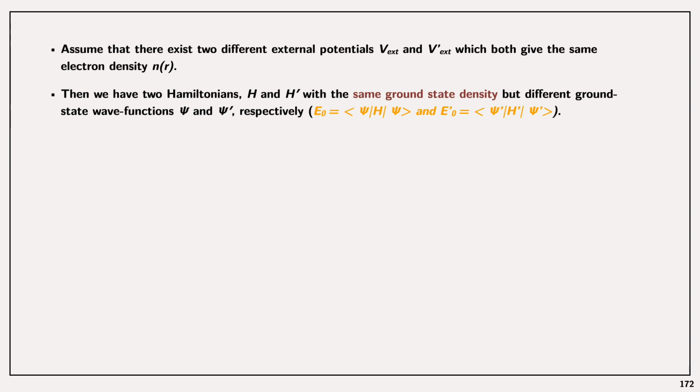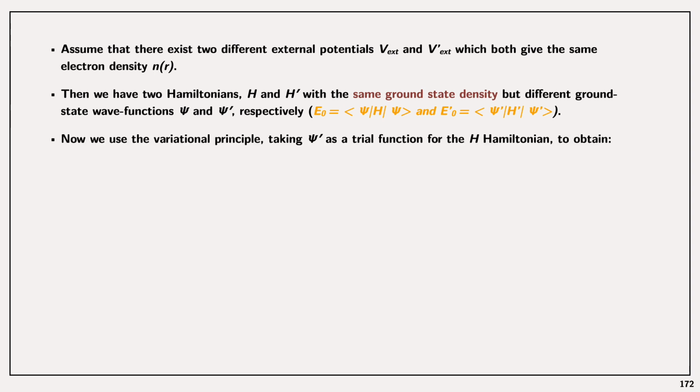So this is what I wrote here in orange between the parentheses. The ground state energy for Hamiltonian H is E naught for ground state wave function psi, and the ground state wave function for H prime is psi prime and gives energy E naught prime, right? So far, so good. That's what we've seen in the first four lectures. It shouldn't be difficult at this point. Now we are going to use the variational principle. Now here's the key thing. So there are two key parts in this proof, and this is the first one.